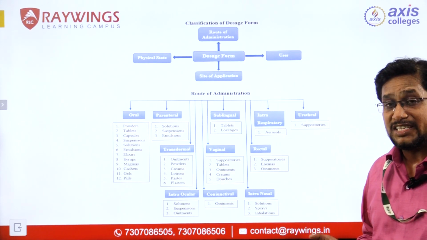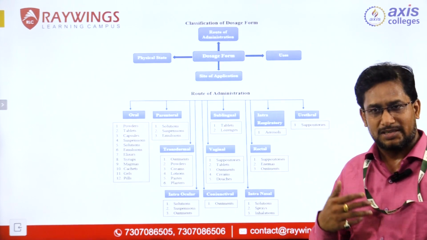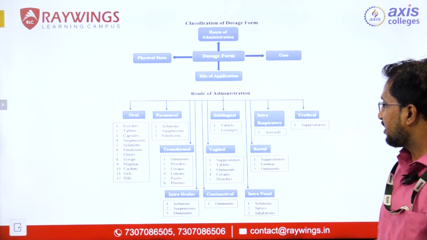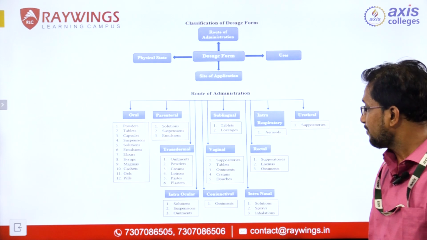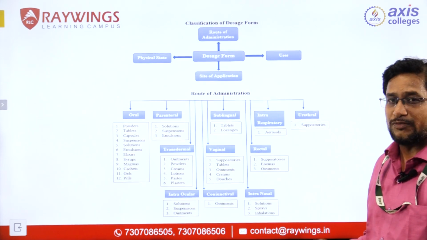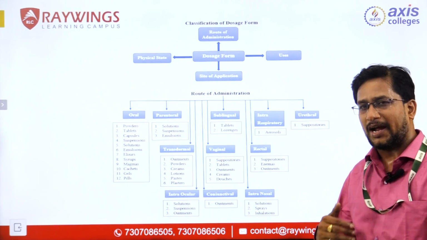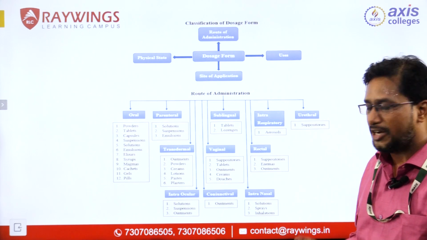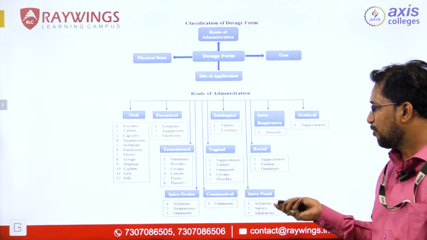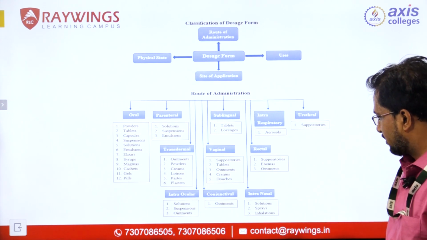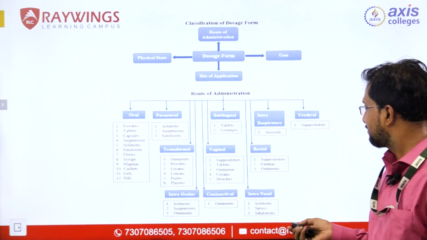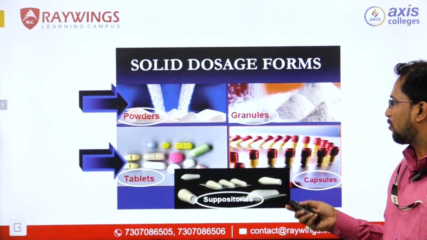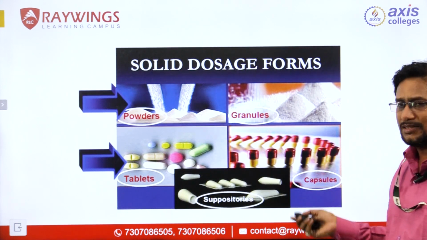Parenteral formulations like injections are given by intramuscular, intravenous, intraarticular, subcutaneous routes, etc. Intrarespiratory means aerosol. Transdermal are those which are applied over the skin, and drugs travel into the systemic circulation. These include ointment, powders, cream, lotion, paste. Conjunctivals, ointment. These are the examples, and solid dosage forms like powder, granules, tablet, capsules, and suppositories.